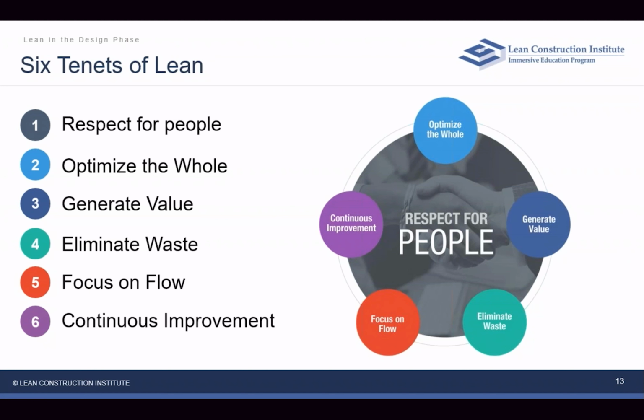So this first one, which is respect for people, as you can see, this is what encompasses the whole of what we're trying to do. Optimizing the whole, generating value, eliminating waste, focus on flow, and continuous improvement. These are foundational.